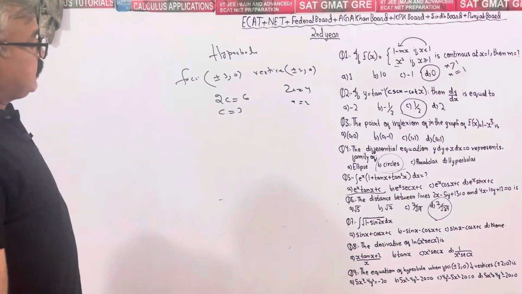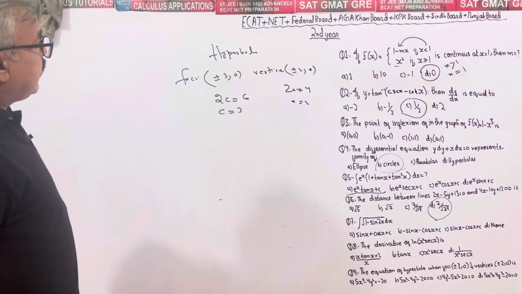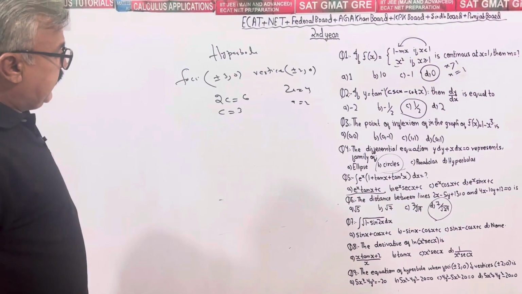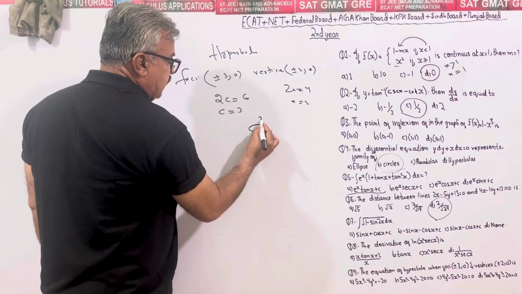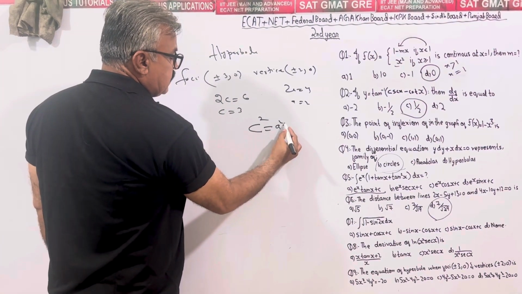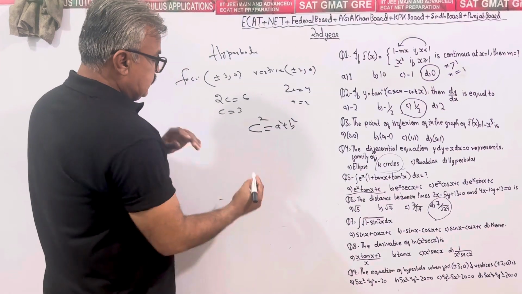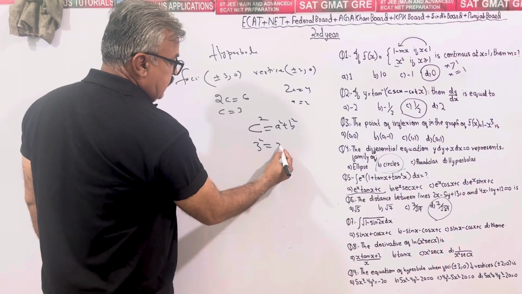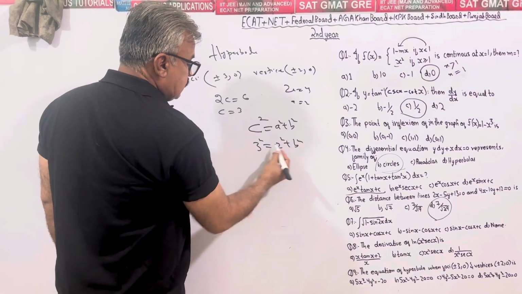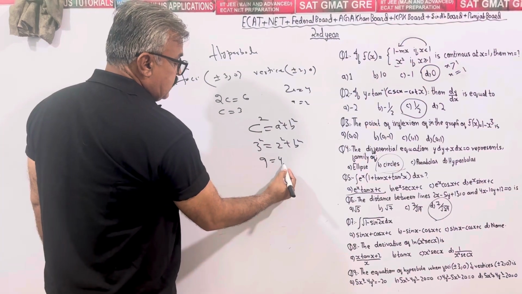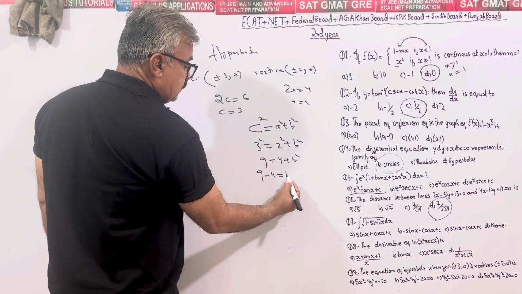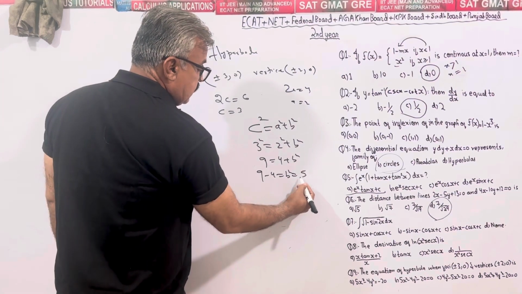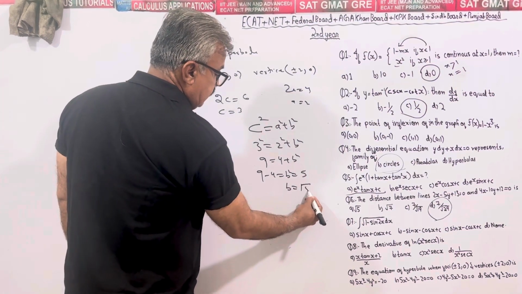For writing the equation of hyperbola or ellipse, we need a and b. The relation connecting c, a, b in hyperbola is c square is equal to a square plus b square. c is 3, so 3 square; a is 2, plus b square. Square of 3 is 9, square of 2 is 4 plus b square. Shift 4 here, 9 minus 4 is equal to b square, or b square is equal to 5, or b is equal to root 5.